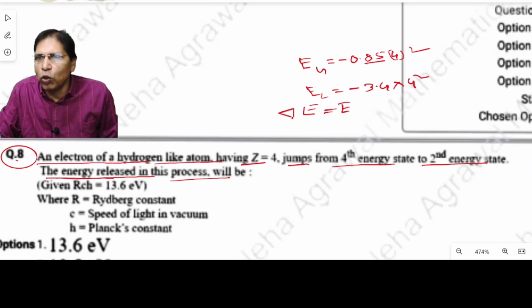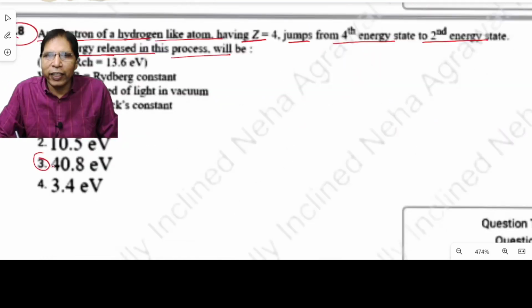So look at this, delta E equals E4 minus E2. This is 2.55 into 16. Okay, 2.55 into 16 is almost 40. So this is 40.8 electron volt.